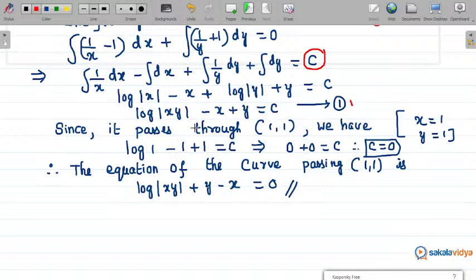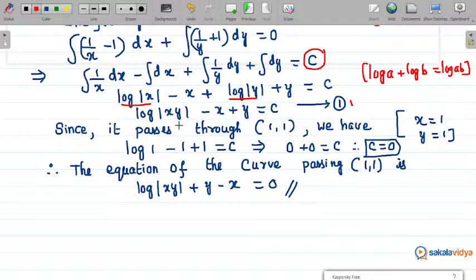This log x plus log y, we can write using the formula log a plus log b is equal to log of ab. This is one of the properties of logarithms. So log x plus log y is log of xy, minus x plus y is equal to c. This is the general solution of the given differential equation, but we are asked for a particular one.